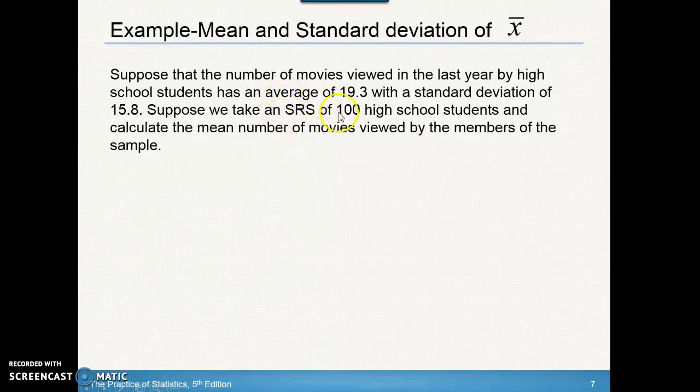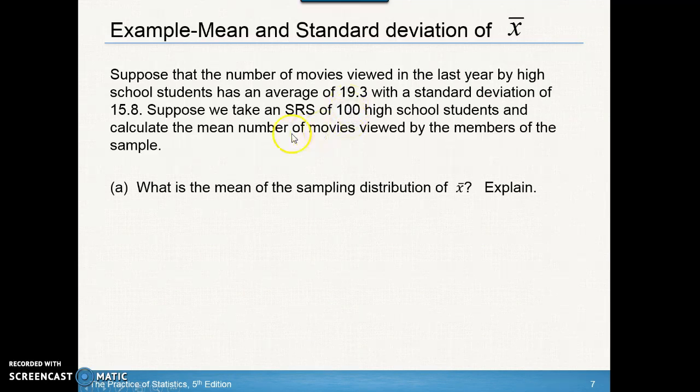When we say we're taking an SRS of 100 high school students, that should say, hey, wait a second, we're talking about a sampling distribution of a sample mean. How do we know it was a mean and not a proportion? We have this word average, 19.3. That's a quantitative variable, not really a categorical variable. What is the mean of the sampling distribution of x bar?